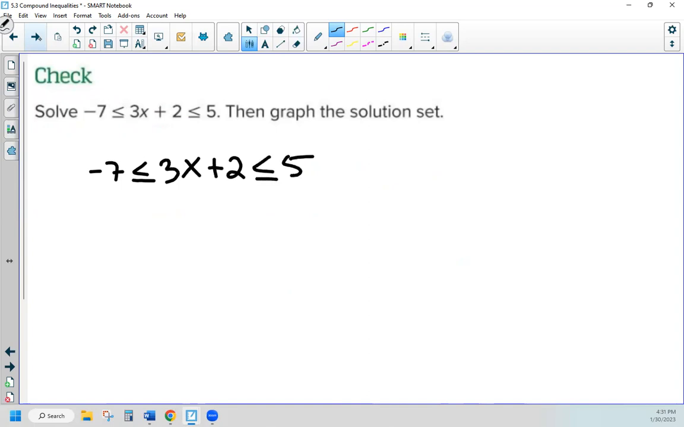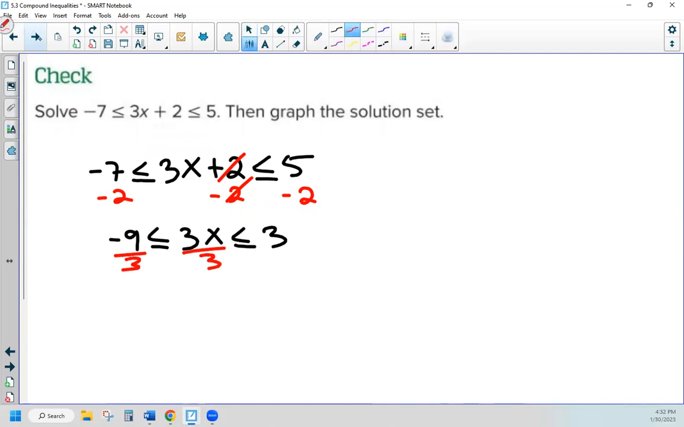All right, it says solve and then graph the solution set. Let's do this. For this one, go ahead and take the 2 to all sides so we can get rid of the items that are adding or subtracting. That's going to give me -9 less than or equal to 3x, less than or equal to 5 minus 2, which is 3. Cool. Now on the last part, we would divide all sides by 3, keeping all the symbols the same. We just divided by a number which is positive. -9 divided by 3 is -3.